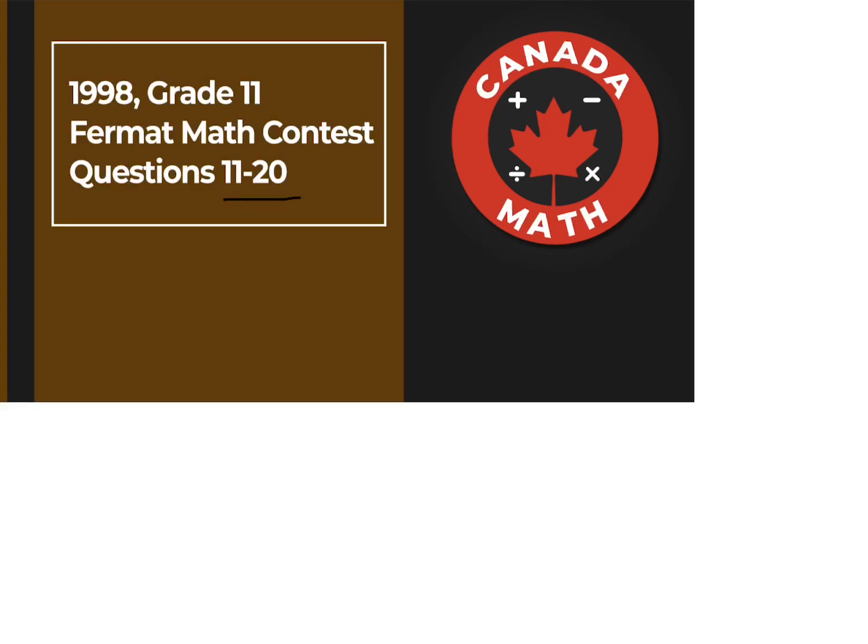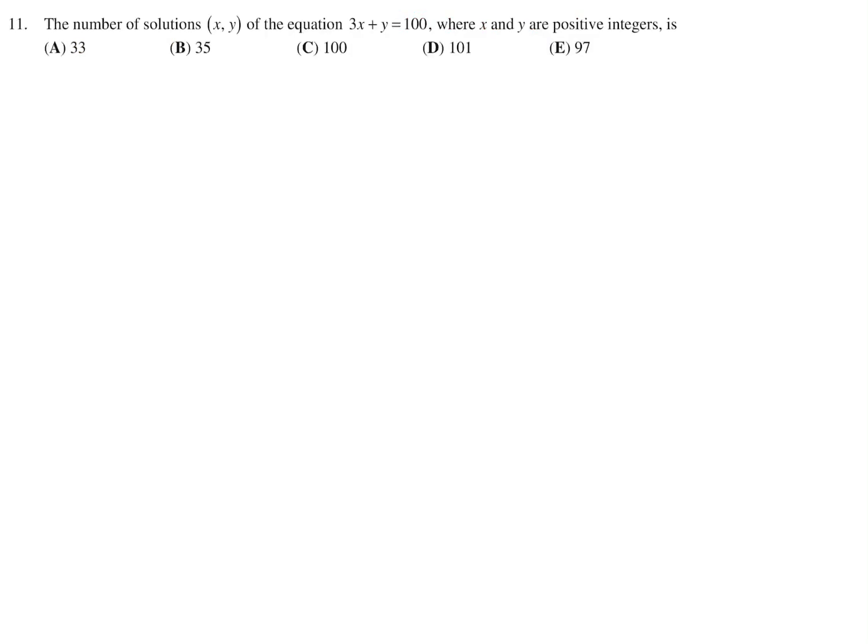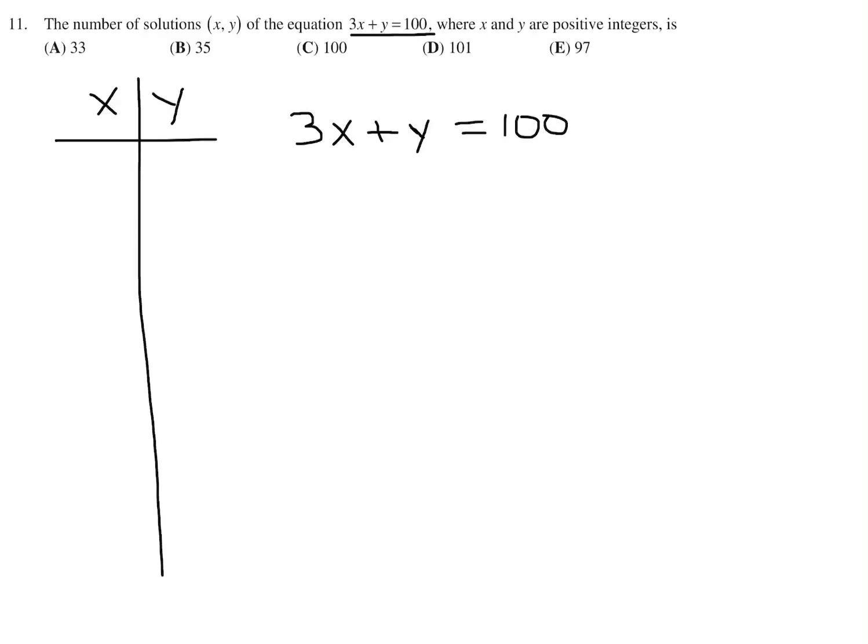Questions 11 through 20 of the 1998 Grade 11 Fermat Math Contest is what I will discuss in this video. The number of solutions (x, y) of the equation 3x + y = 100, where x and y are positive integers, is. So 3x + y = 100 is our formula. And the best thing to do is just make a table for x and y. And let's see what we get.